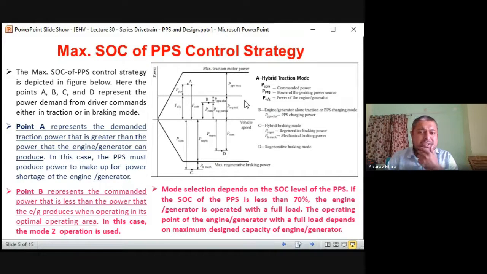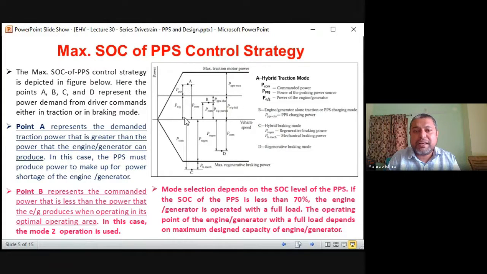So in this B, what is the condition? The condition is that demanded power is less than the maximum power produced by the engine generator. So the engine generator is driving the whole demanded, commanded power, plus whatever extra power remains in the PEG is charging the PPS.